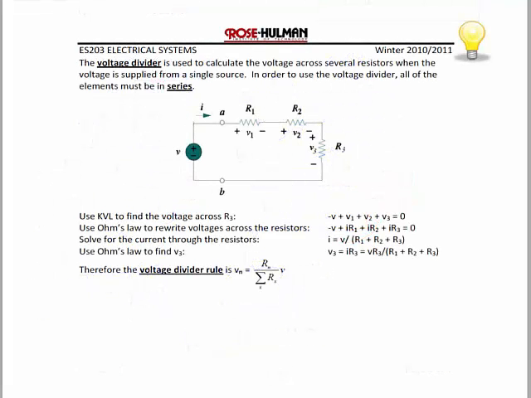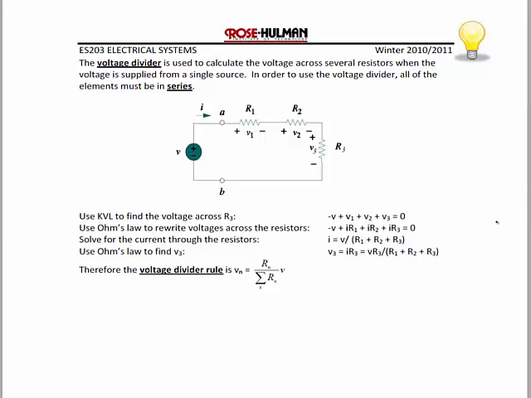Now let's talk about the voltage divider, which is based upon Kirchhoff's voltage law. The voltage divider is used to calculate the voltage across resistors when the voltage is supplied from a single source. Notice you don't necessarily have to have a voltage source, but you do have to know the voltage across a set of series resistors in order to use the voltage divider.